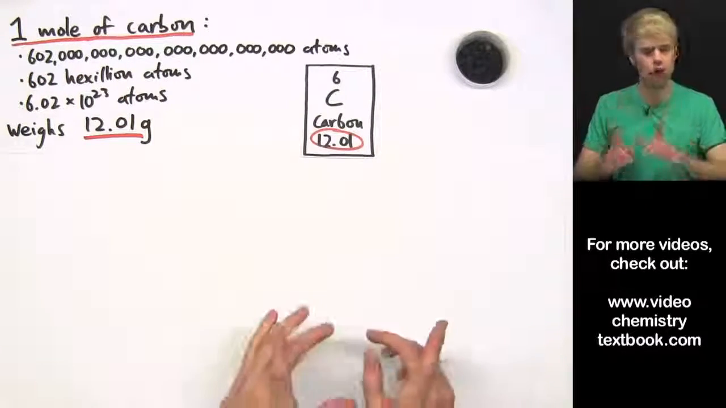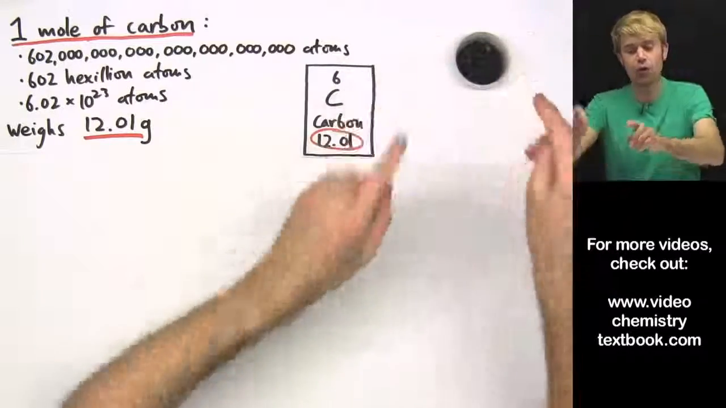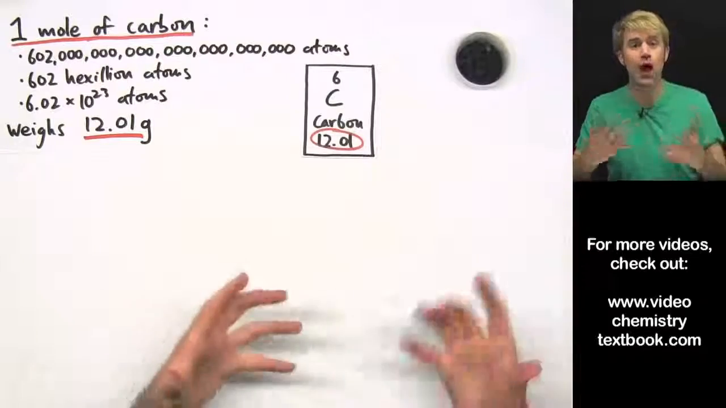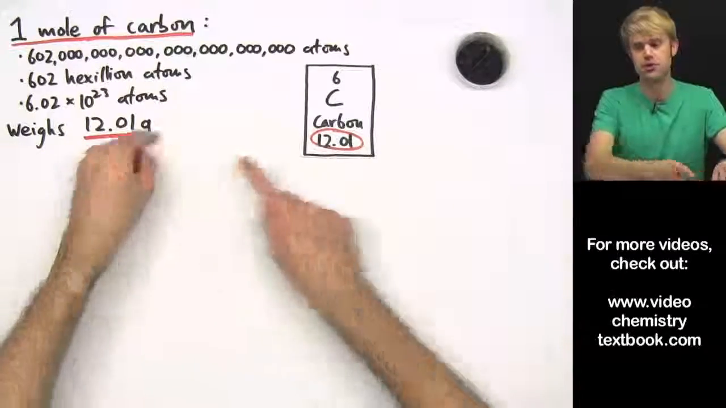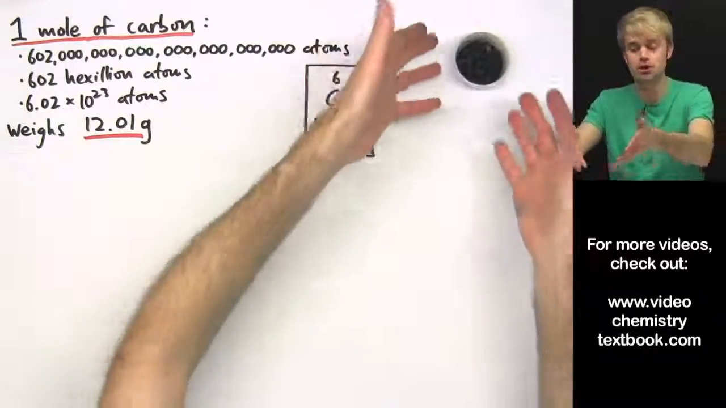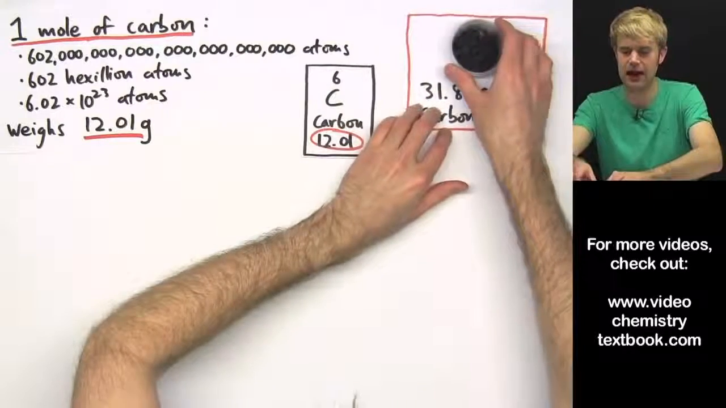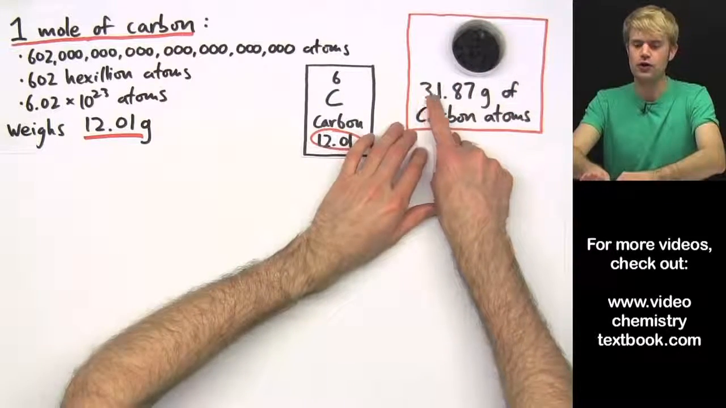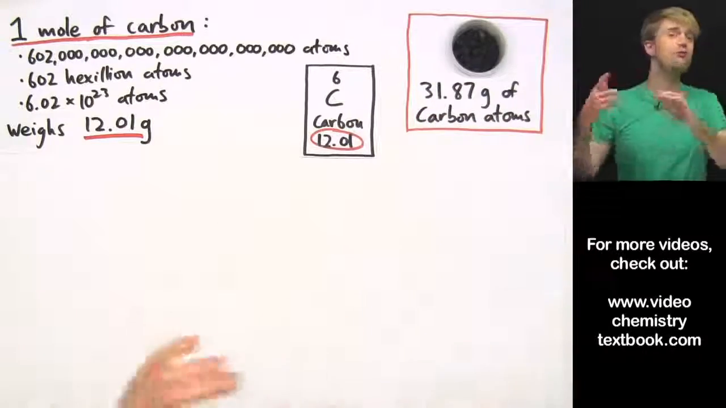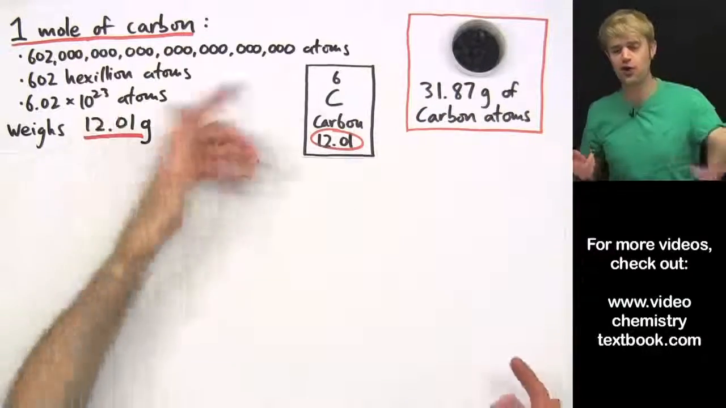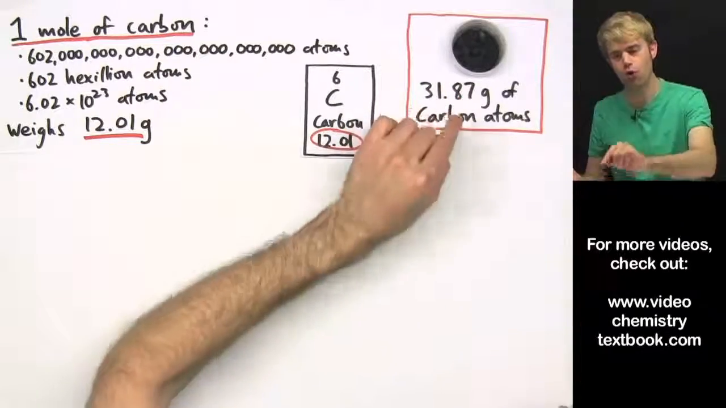So the first thing I want to know is how many moles of carbon do I have here? In order to figure that out, we can do some weighing, all right? I know that 1 mole weighs 12.01 grams, so let's weigh this and figure out how many total moles we have in here. I put this on the scale and find out that there are 31.87 grams of carbon atoms in here. Now that's more than a mole. If we had 12.01 grams of carbon, we'd have 1 mole, but we have more than that. So let's figure out how many total moles we have.